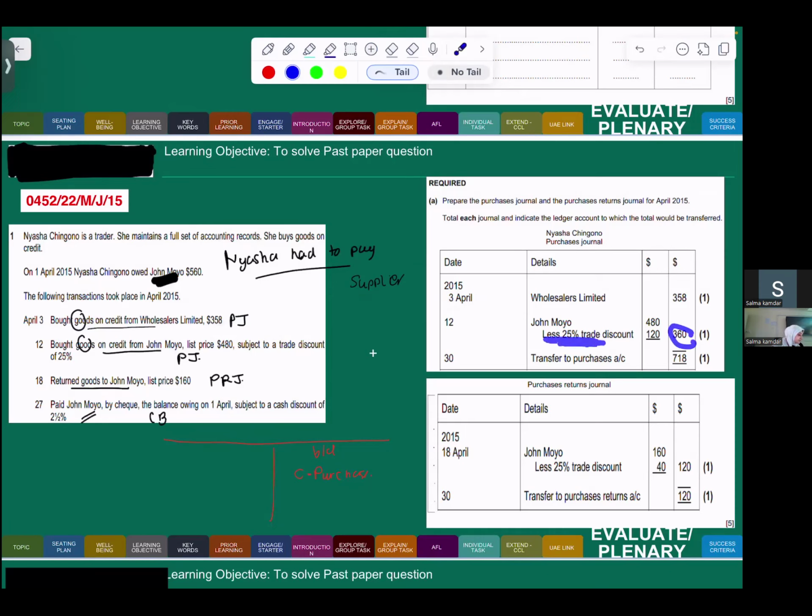Return goods to John Mayo. From John Mayo, I purchase at list price. So whenever I return, I am going to minus the trade discount. Then this total will be transferred to the debit of purchase account, credit of purchase return account, and with this I have prepared the journal.